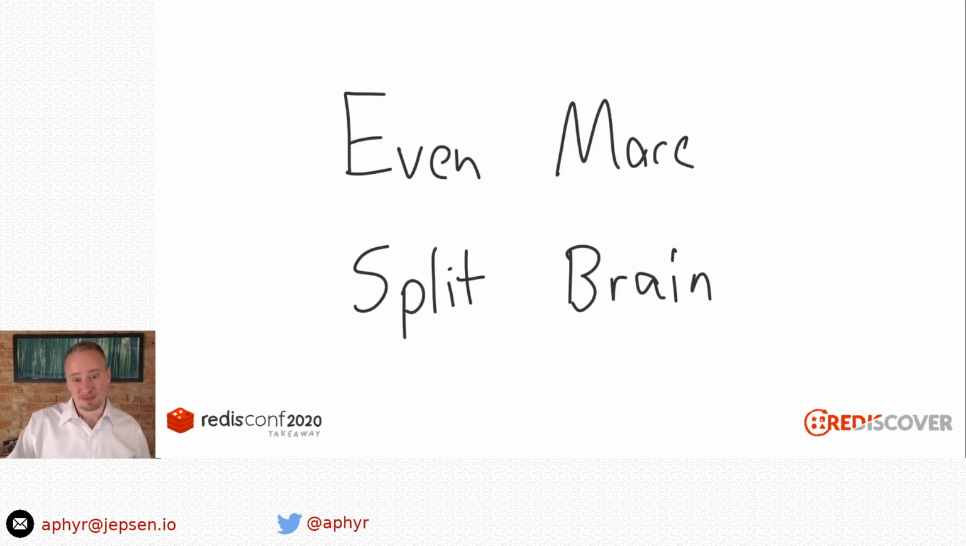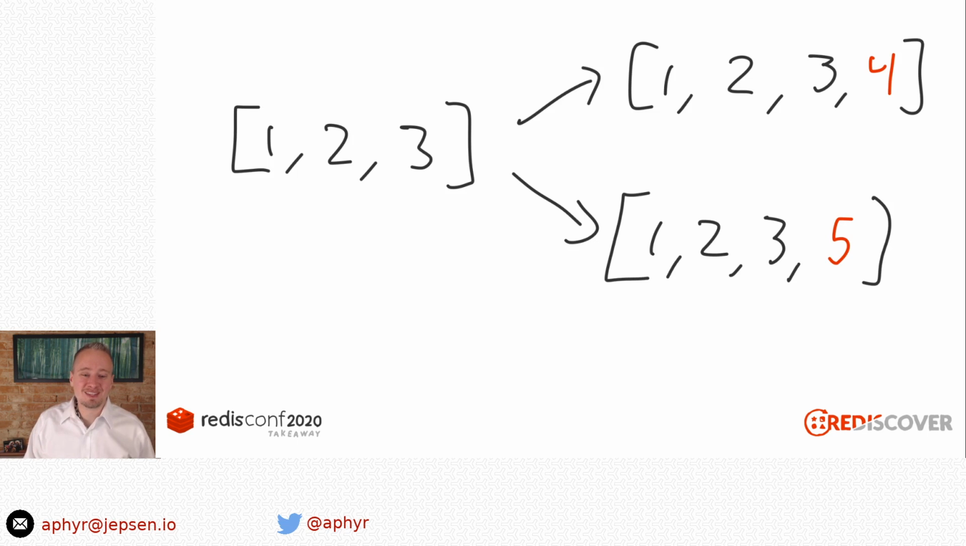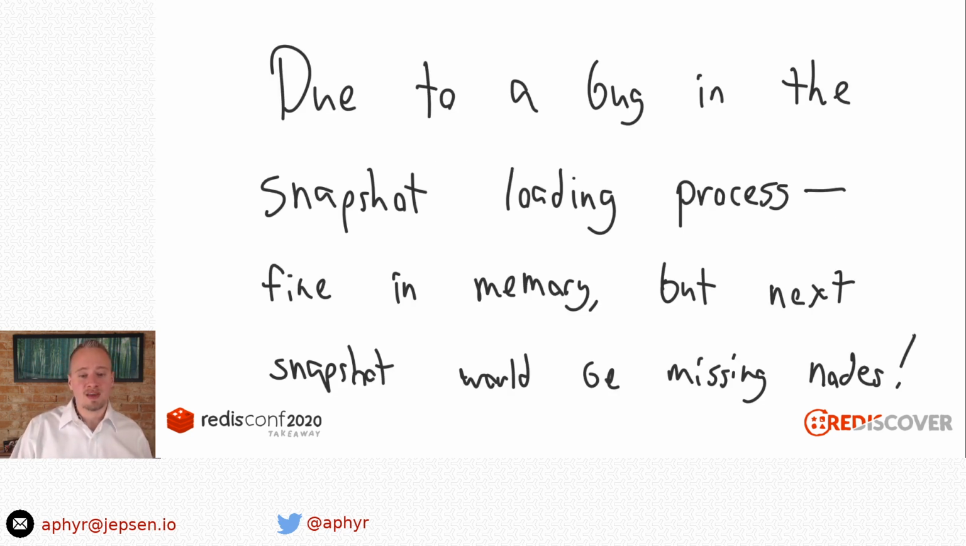We found another case of SplitBrain. And this one just happened today, actually. It's where you could have one history that diverges at the end. So you have one node that thinks it's 1, 2, 3, 4. One node thinks it's 1, 2, 3, 5. This turned out to be due to a bug in the snapshot loading process. Sorry, this is a bug I found last week. There's a different SplitBrain today.